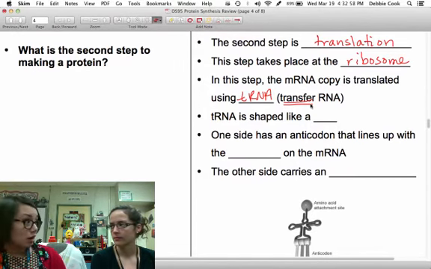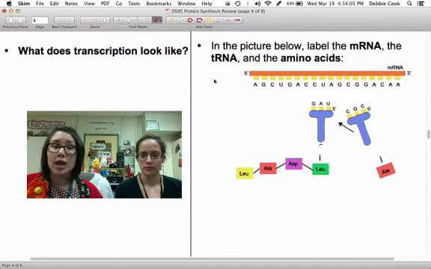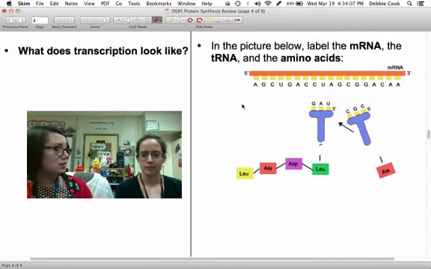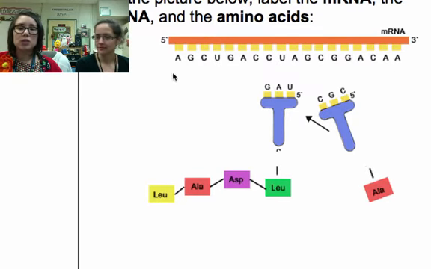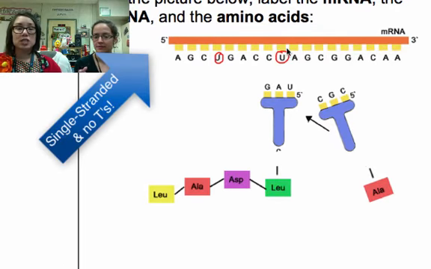Now that we've talked about that, let's look at our next question. Our next question says, what does translation look like? So in the picture below, we want to label our messenger RNA, our tRNA, as well as our amino acids. And some of this stuff should be fairly simple because it looks like some of the things are already filled in. So let's start with our messenger RNA. Where do we see that? At the top, it shows you the 3 to 5 and has all the letters in a string. Okay, and how do we know that this is messenger RNA and not DNA? Because it's only single-stranded. Okay, and what else do we see? We see U's. Okay, and that's an easy way. So we know it's single-stranded and we only see U's instead of T's, so we know right away this is our messenger RNA.